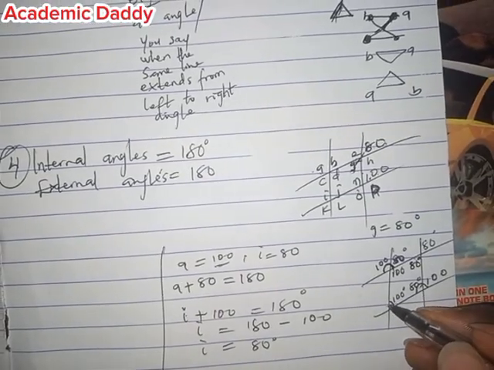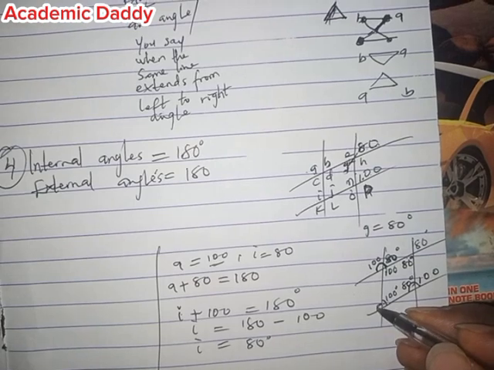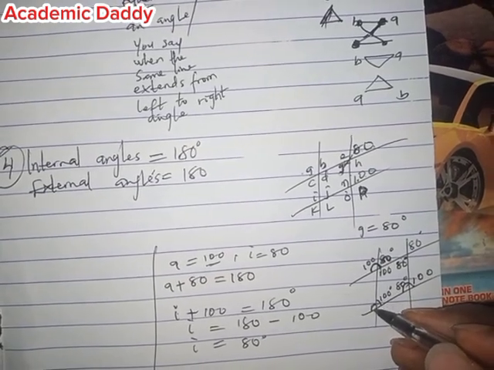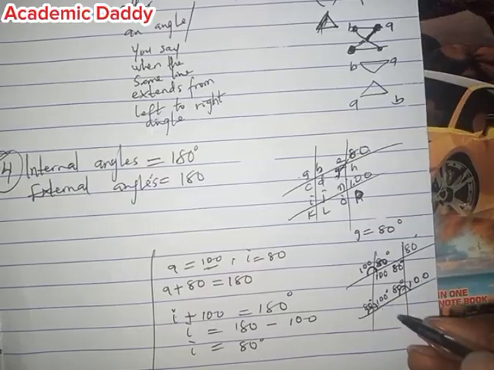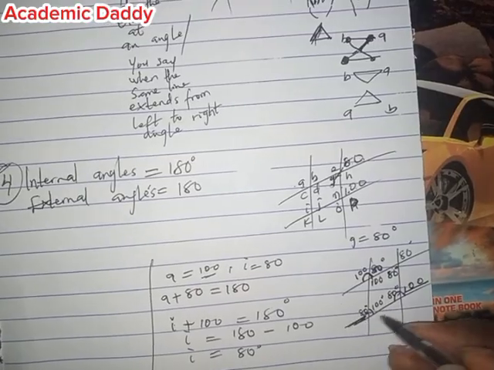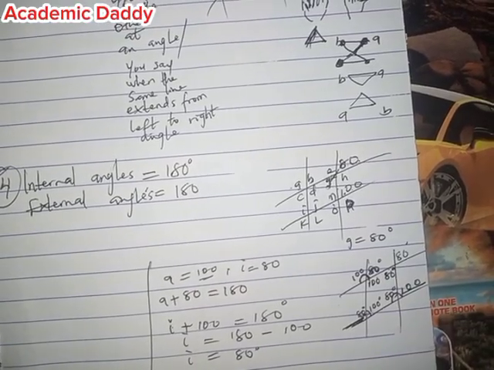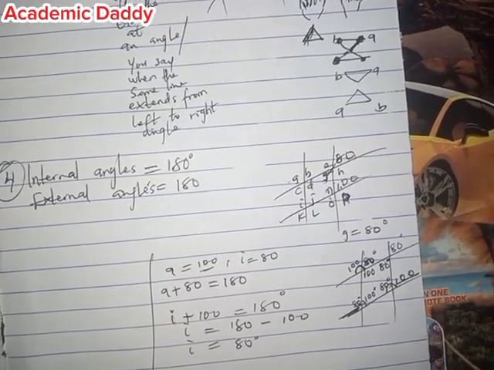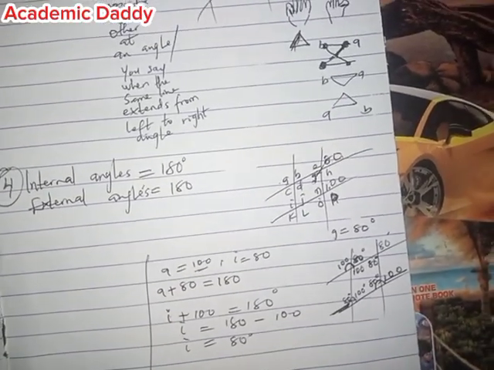And if this is 100, notice adjacent, so they are close to each other. So that means this should be 80 degrees. And notice 100 plus 80 is 180. So note that. That's a shortcut. When you know this, you don't need to solve anything about this.